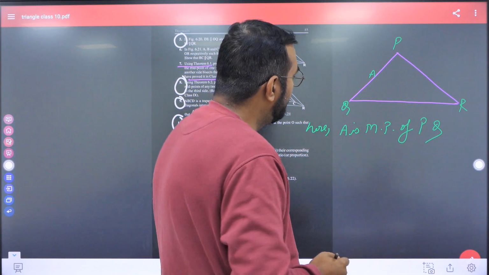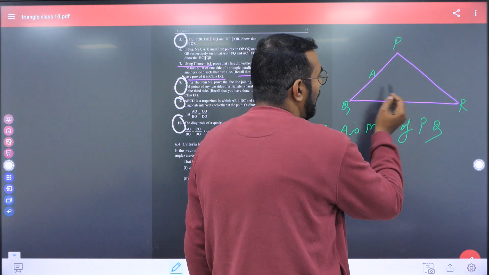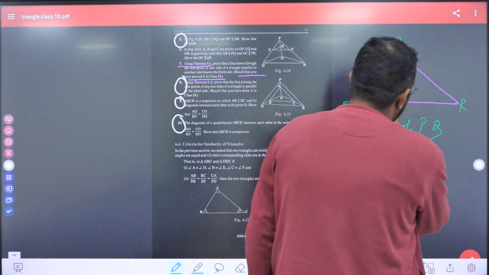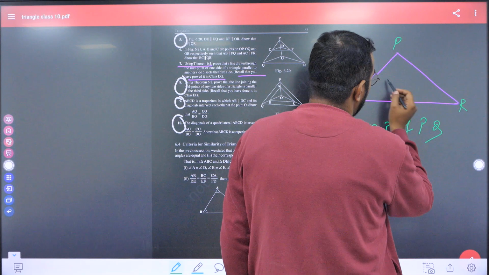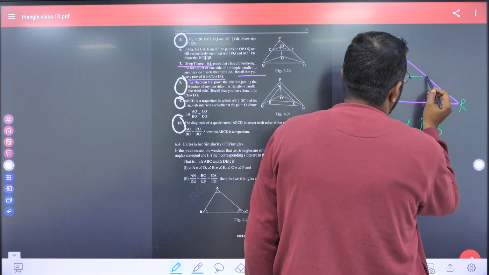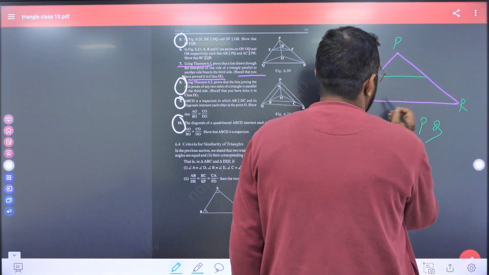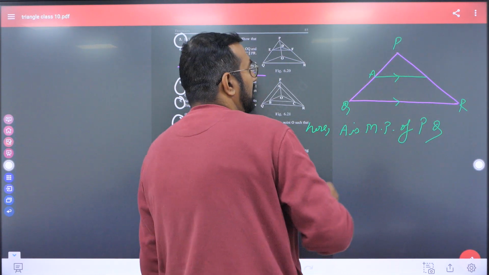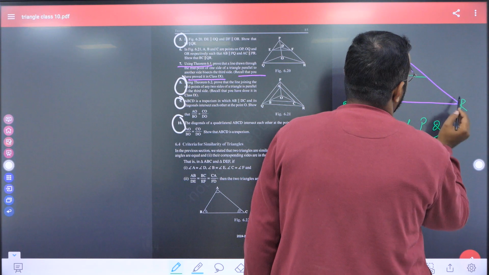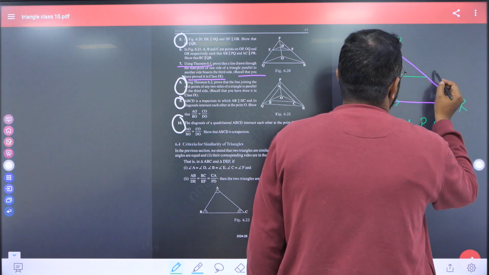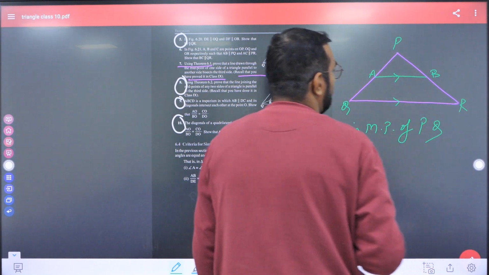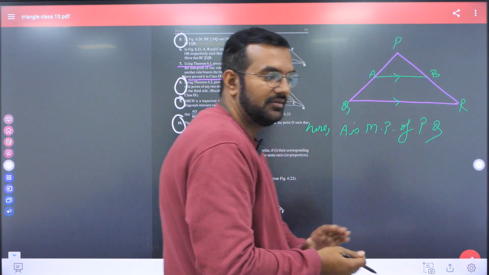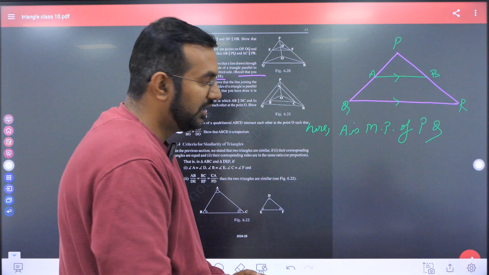A is the midpoint of PQ, and you draw a line from A that is parallel to QR also. This line is parallel to QR, and it intersects PR at point B. Then B is also the midpoint of PR.